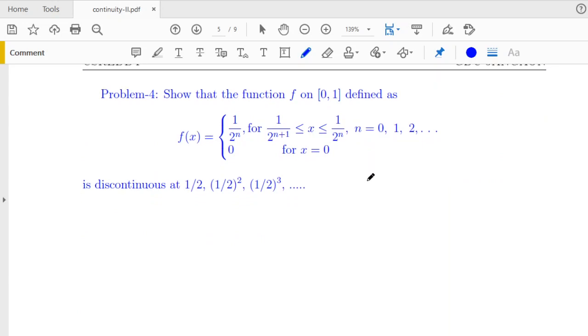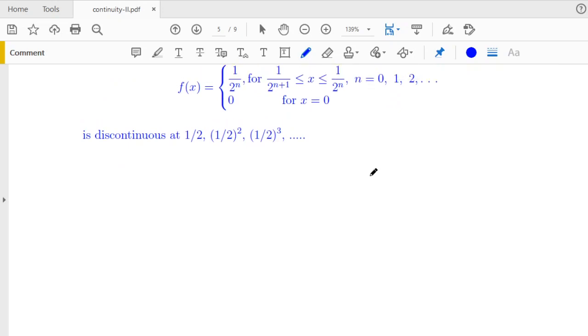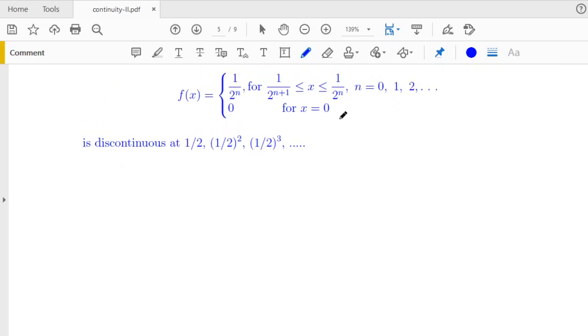Show that the function f on [0,1] defined as f(x) = 1/2^n for 1/2^(n+1) ≤ x < 1/2^n, and for x = 0, f(0) = 0, is discontinuous at 1/2, 1/2², and 1/2.